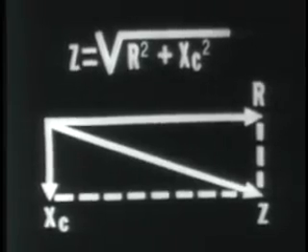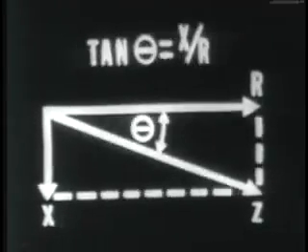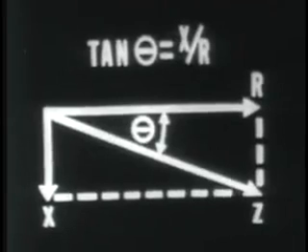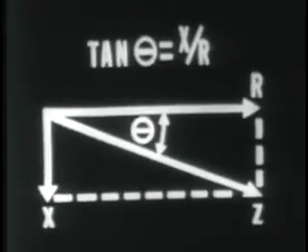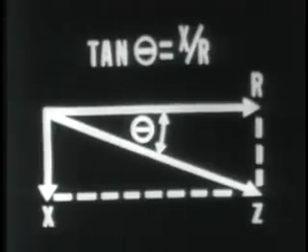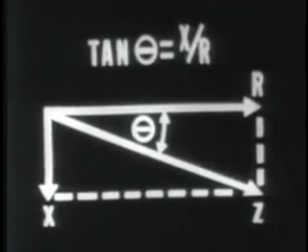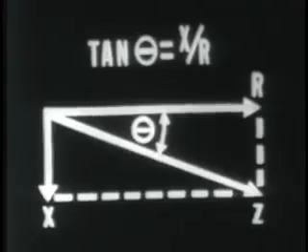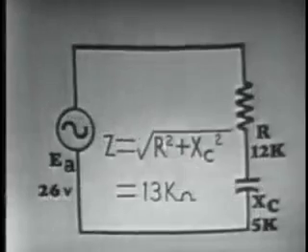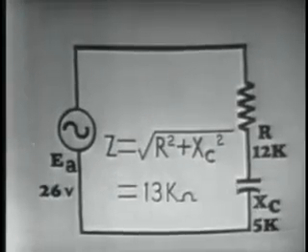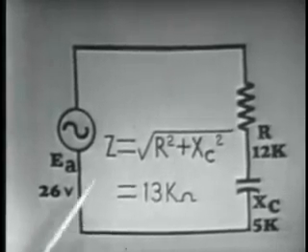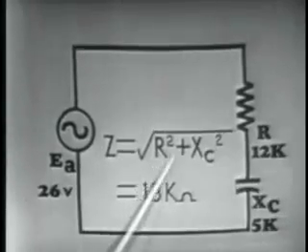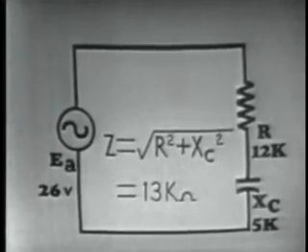To determine the impedance angle, we can use the tangent trig function, and this is mathematically stated as the tangent of angle theta is equal to X over R. Side X would be your opposite side, side R would be your adjacent side. Using this, we can determine our impedance, as we said, by using Pythagorean theorem. Z is equal to the square root of R squared plus X sub C squared.